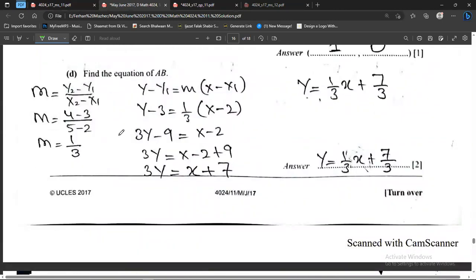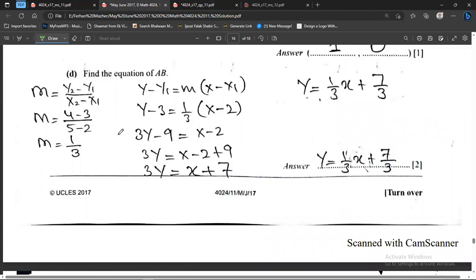That will be y2 minus y1 divided by x2 minus x1. So it will be 4 minus 3 divided by 5 minus 2, and that will be 1 by 3. Then, to find the equation of that line AB, I will use the formula y minus y1 equals m bracket x minus x1. So it will be y minus 3 equals 1 by 3 into x minus 2.